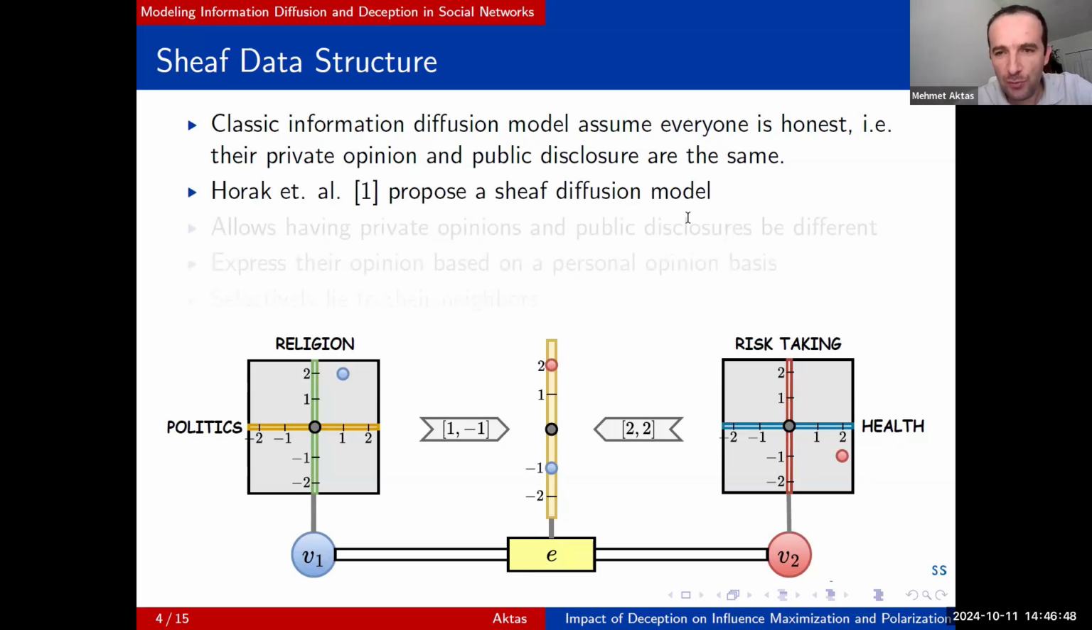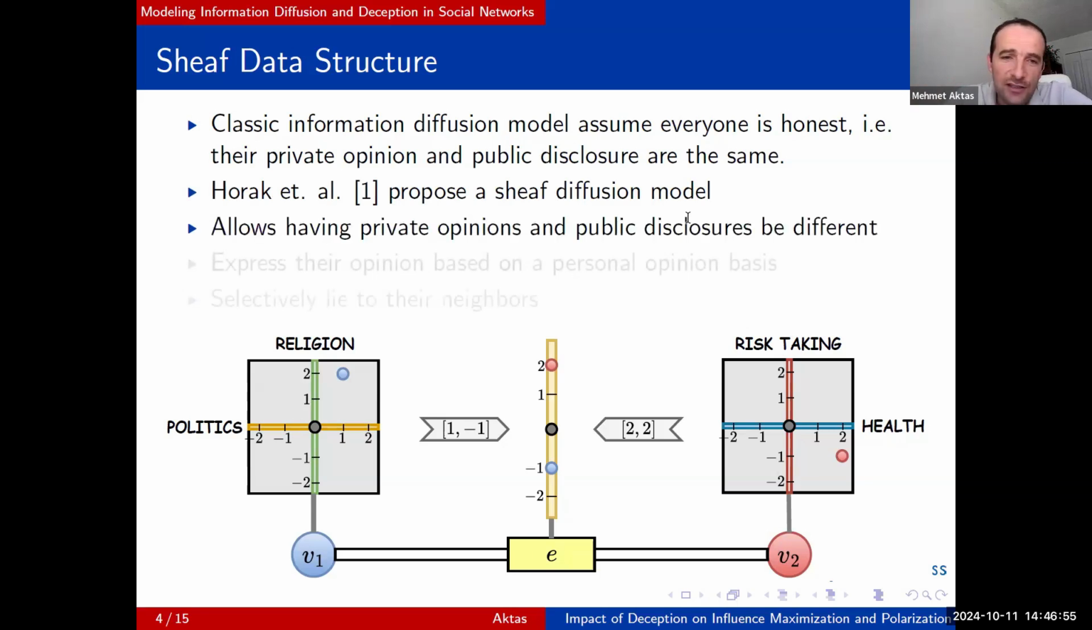And there is a very new diffusion model, built maybe just 2 years ago, called the sheaf data structure. What this data structure allows is for private opinion and public disclosure to be different. So someone can support a political party, but disclose their idea in their social network as totally the opposite.